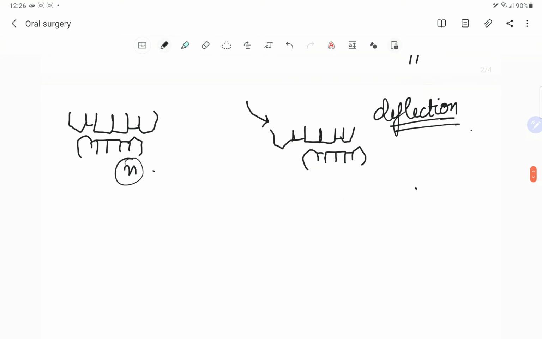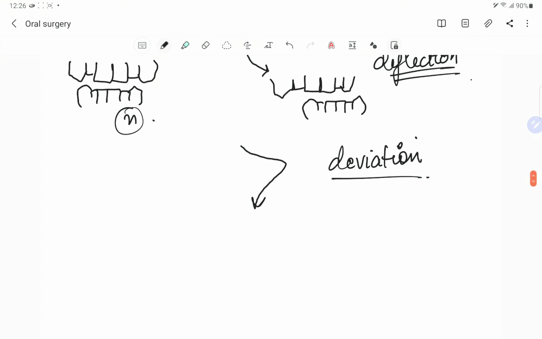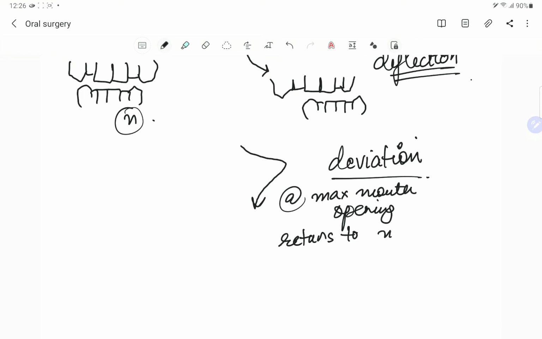The other term is deviation. Deviation is when the mandible is deviated to one side, but at the maximum mouth opening we see that the mandible comes back to its original position. So, in deviation, at the maximum mouth opening the mandible returns to the normal position.